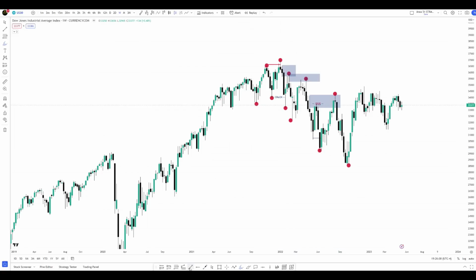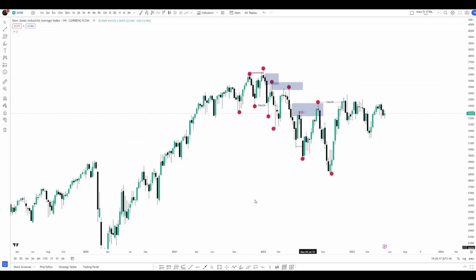All right, so here we can see that we have a change of character again. All right, this was your last lower high that led to a lower low, breaking this structure. So now price created a change of character or a reversal. All right, now we can see that we have a change of character.